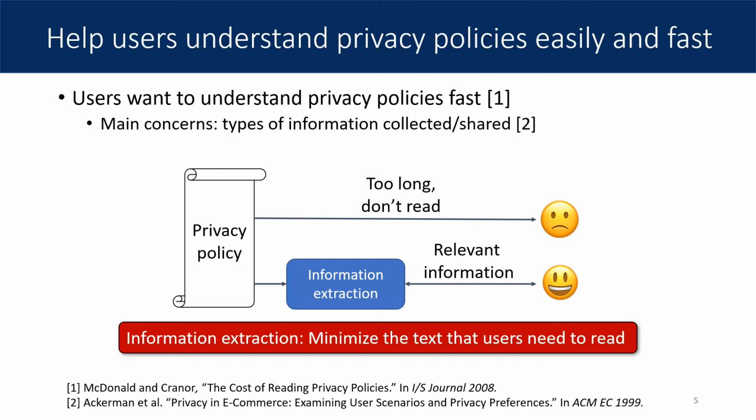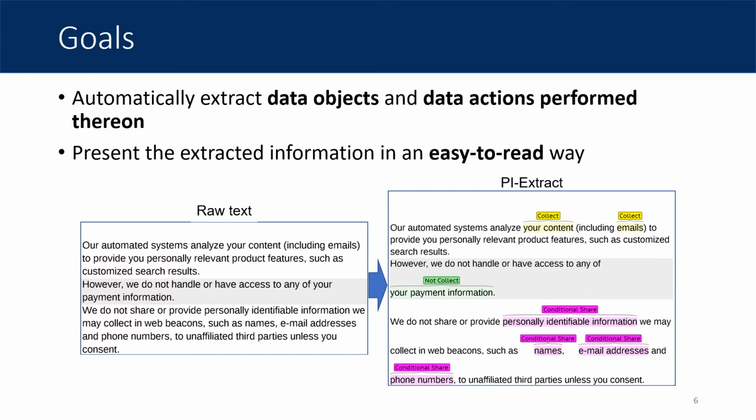Generally, we create an information extraction technique that helps minimize the text the users need to read. We have two main goals. The first goal is to automatically extract data objects and data actions performed thereon from privacy policies. The second goal is to present the extracted information in an easy-to-read way. In the following example, our system, called pre-extract, highlights the data types that are collected and shared in the privacy policies in the raw text to help users understand the policy documents easily.